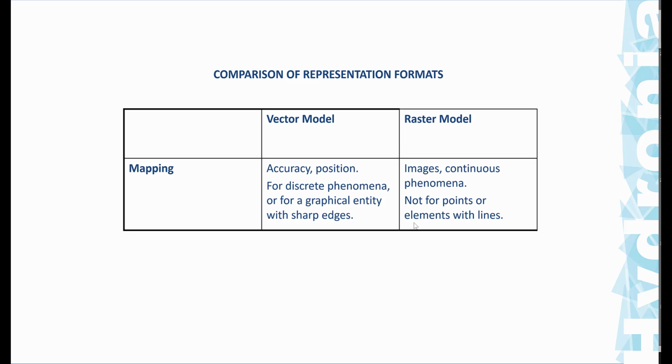In terms of mapping, and also summarizing the advantages and disadvantages, the vector model produces very accurate mapping with exact position, and it's useful for discrete phenomena and entities that have very precise edges or geometrical definition. In the case of the raster model, it's more applicable to images, or continuous phenomena, that could be the rainfall distribution, the depth distribution, or the velocity distribution, and that type of thing.